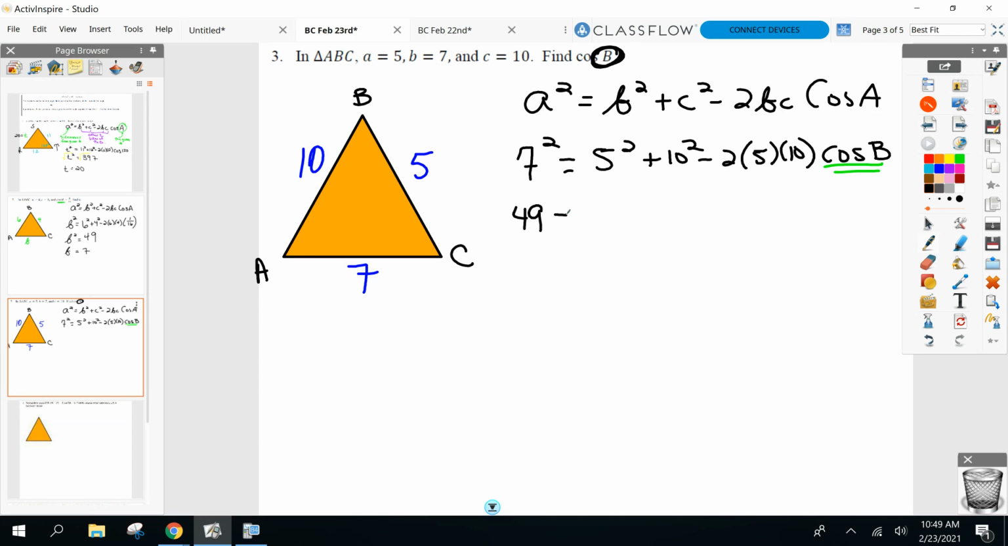49, 25, 5 squared, plus 100, 10 squared. Yeah, 10, 100. Minus 2 times 5, which is 10. 10 times 10 is 100.